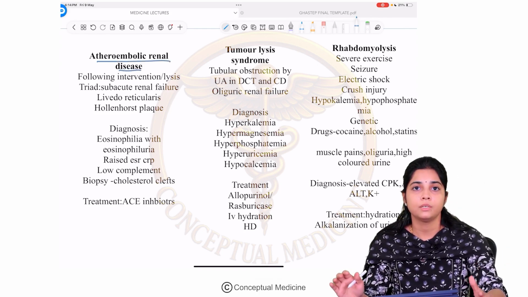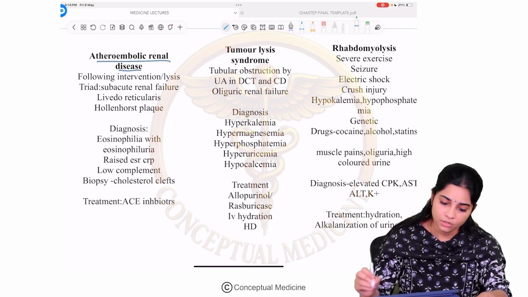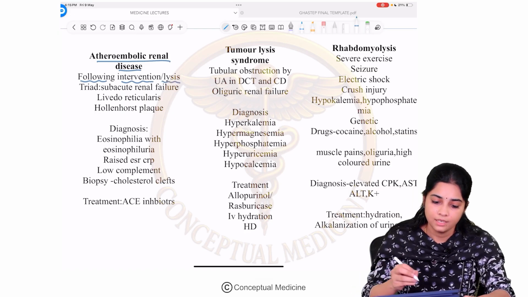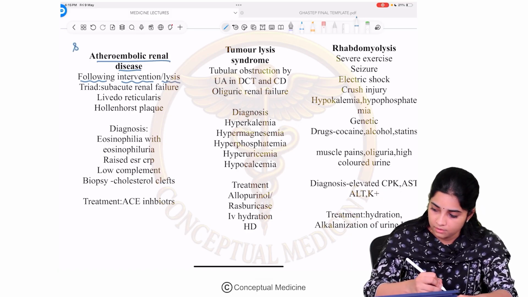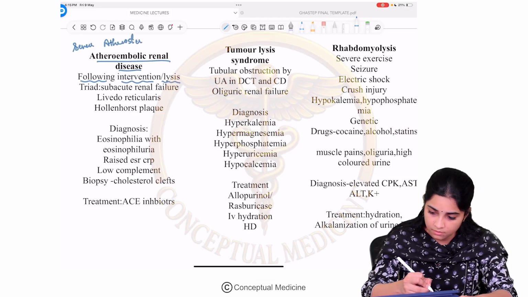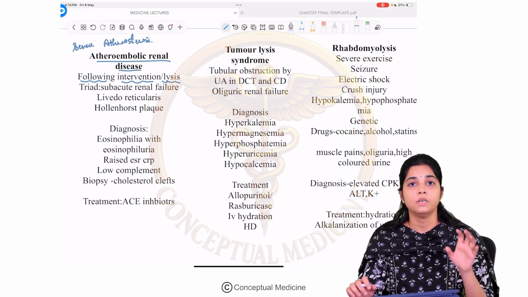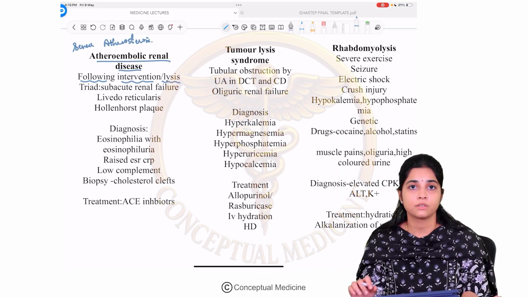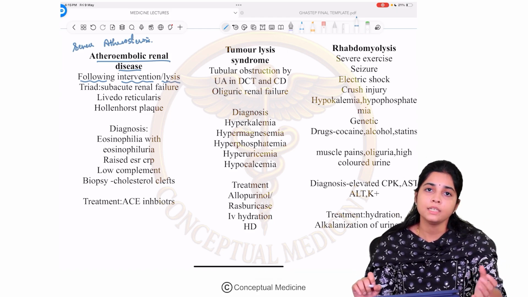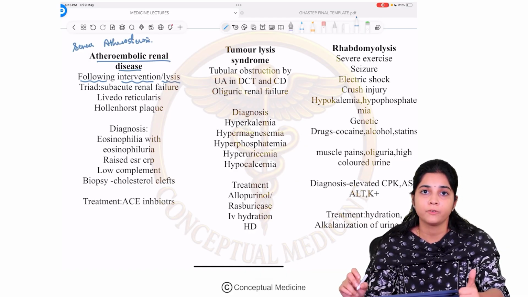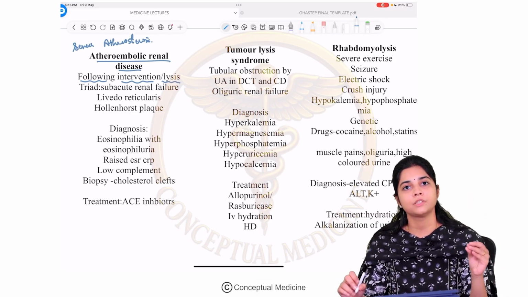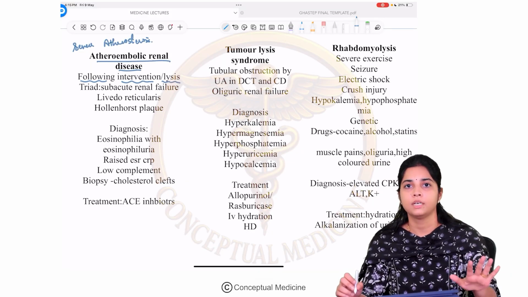Now how does atheroembolic renal disease present? In a patient who has severe atherosclerosis, following an intervention, you do a thrombolysis or you put in a stent, he can develop an acute to subacute renal failure. This renal failure is your atheroembolic disease. The atherosclerotic plaque present in one of the vessels can travel through the vessels and block your renal vessels, right?